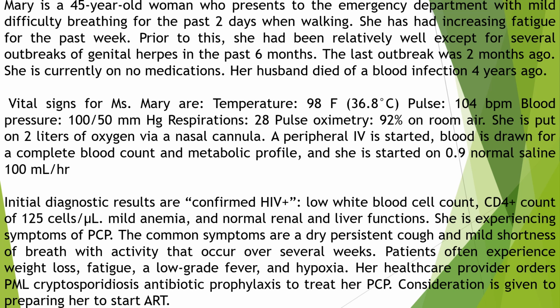So this is the case. The patient is diagnosed or confirmed with HIV positive and the CD4 cell counts are very low, and she is showing symptoms of pneumocystis jirovecii pneumonia, and the provider has started antibiotic prophylaxis also, and her liver and renal function tests are okay.